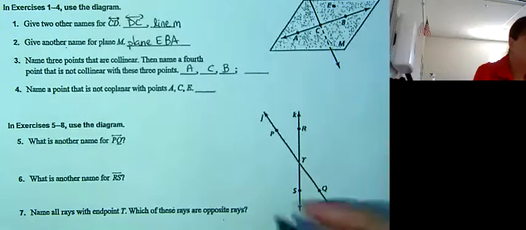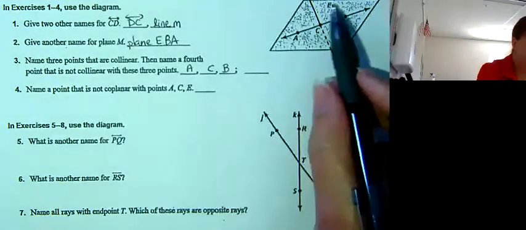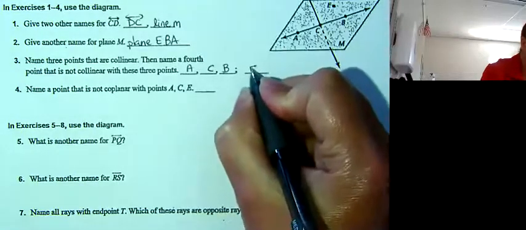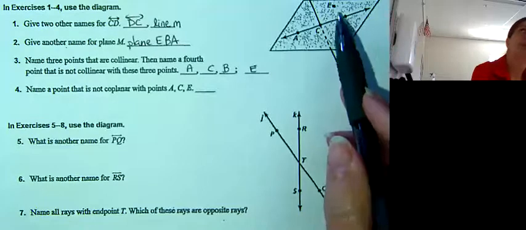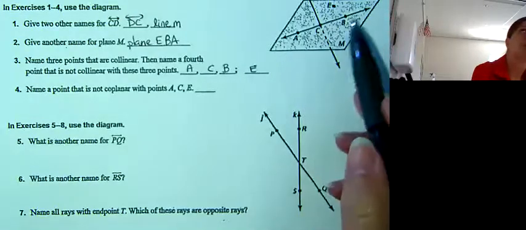So technically there's 2, but I'm going to use the one that's still on the same plane. So I'm going to write E. Would D technically be an answer? Absolutely, because it is not collinear with all 3 of those points.